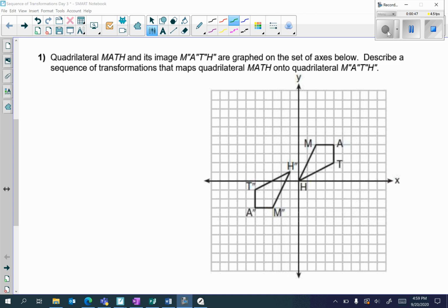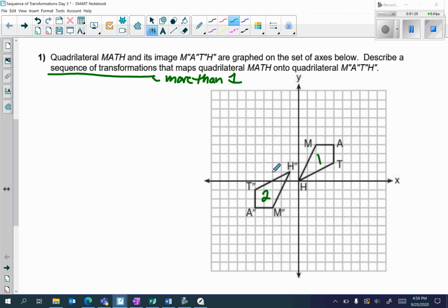Quadrilateral MATH and its image M double prime, A double prime, T double prime, H double prime are graphed on the set of axes below. Describe a sequence of transformations that maps quadrilateral MATH onto quadrilateral M double prime, A double prime, T double prime, H double prime. So the first thing I see is sequence of transformations. So I know that it has to be more than one. So I'm going to put a 1 in my pre-image and a 2 in my image.